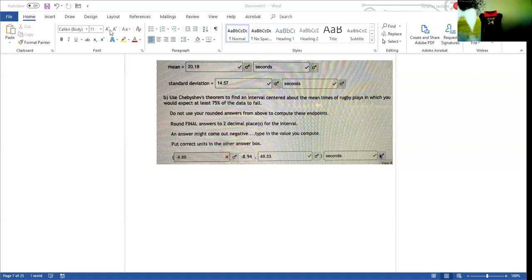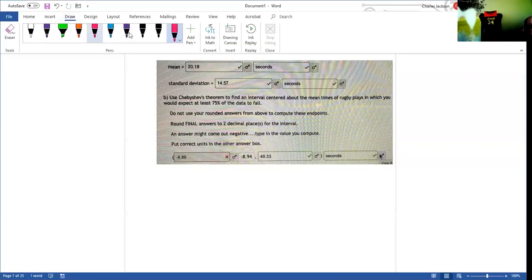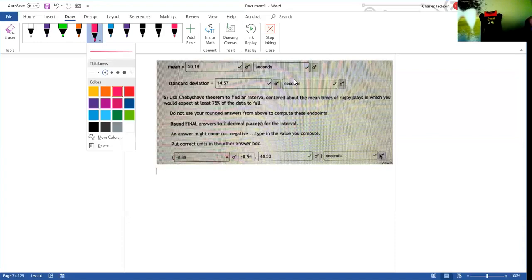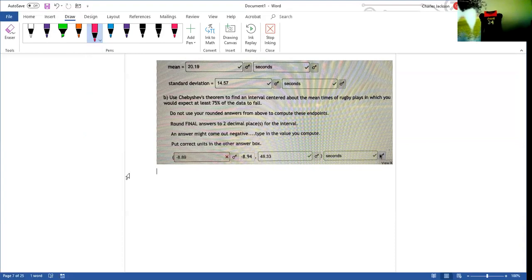So Chebyshev's theorem, we can treat it kind of like the empirical rule and talk about the portion of data which are within, say, k standard deviations of the mean for any distribution, at least that portion of the data. So, for any distribution, at least 75% of the data are within two standard deviations of the mean.